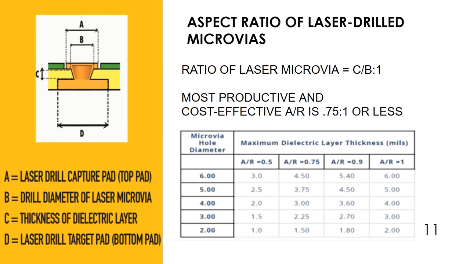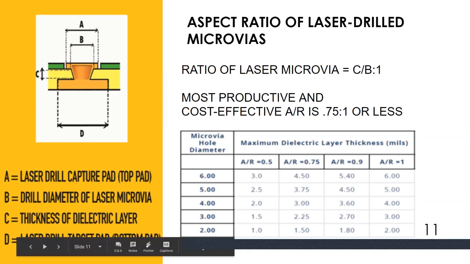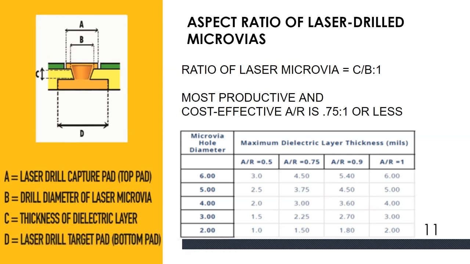So normally it is better to use a 4 mil drill with 3 mil length of the dielectric, with an aspect ratio of 0.75.